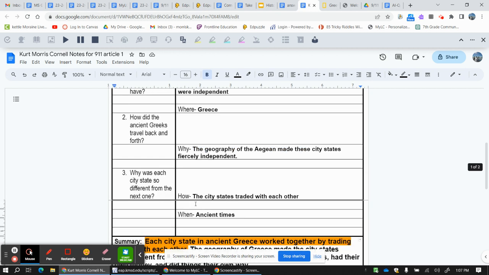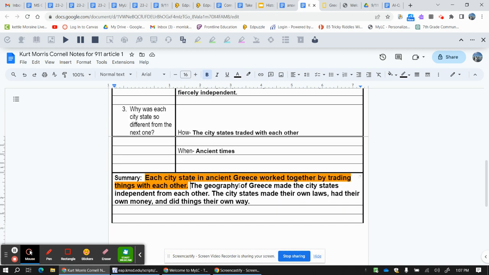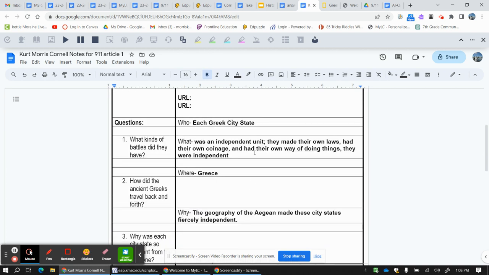Now we need to go through and put the what and the why on there. The geography of Greece made the city-states independent from each other. The city-states made their own laws, had their own money, and did things their own way. So I just wrote a summary with the information. And notice I didn't use all these words. I put it in my own words. I didn't want to use that.